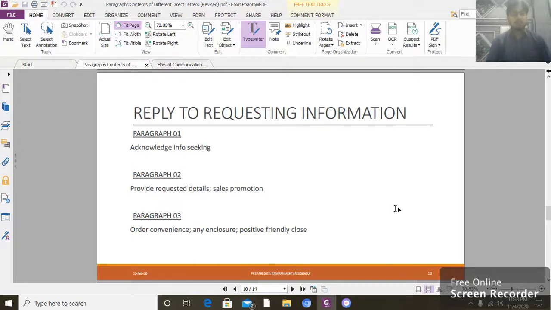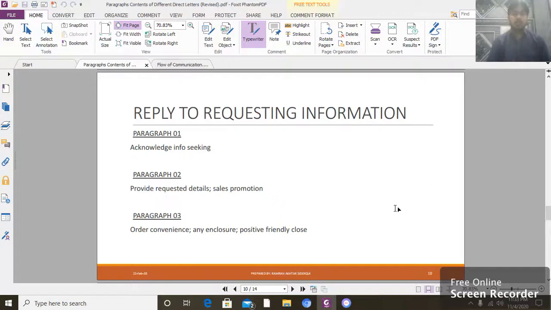Now, paragraph 2, we provide requested details. For example, in the previous sample, the writer wanted some information about certain laptops. So we provide whatever information has been requested by the writer of the information seeking letter. Every single detail is catered to in this particular paragraph.